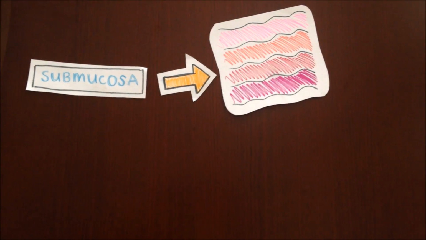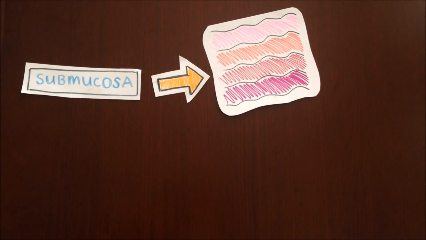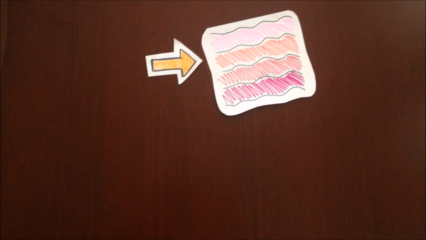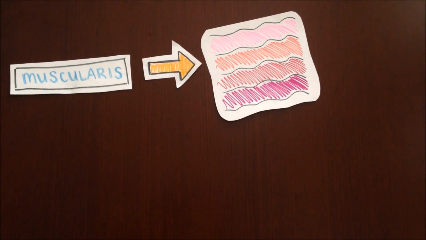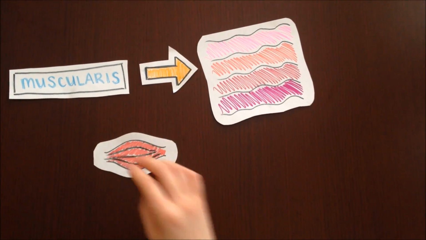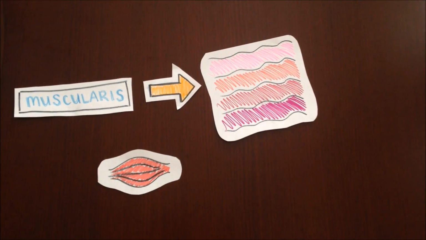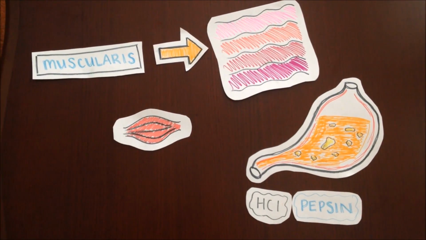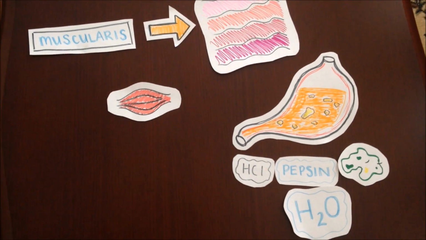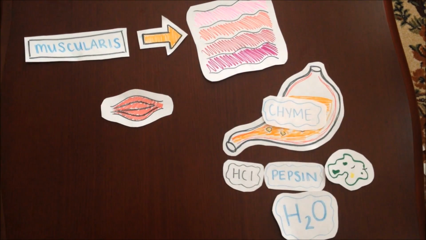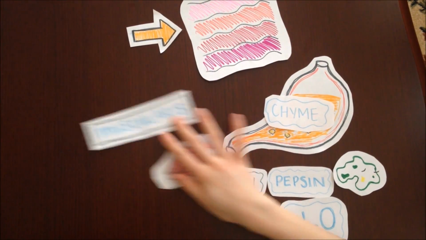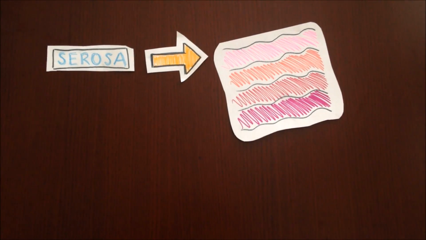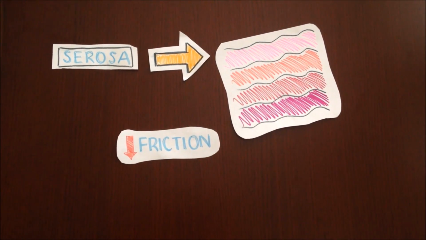The next layer is called the submucosa, a layer of connective tissues that contain a network of nerves and blood vessels. The third layer, called the muscularis, also known as the muscle layer, consists of smooth muscles. These muscles contract frequently, mixing the food with gastric juices containing hydrochloric acid, pepsin, mucus, and water to produce a semi-liquid material called chyme. The outermost layer, called the serosa, holds the stomach in place and secretes a lubricating fluid that eliminates friction between organs.